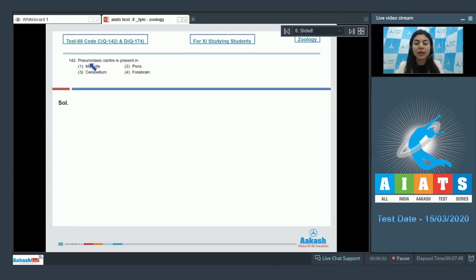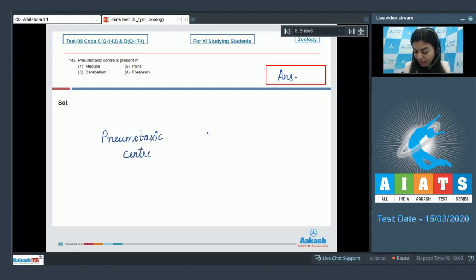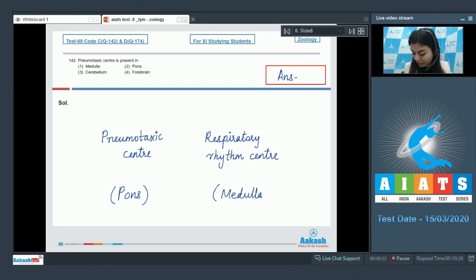Question 142. Pneumotaxic center is present in medulla, pons, cerebellum, forebrain. Two centers that are worth mentioning and are important with respect to regulation of the respiration in human body are pneumotaxic center and respiratory rhythm center. The pneumotaxic center is situated in pons, whereas the respiratory rhythm center is located in medulla oblongata.